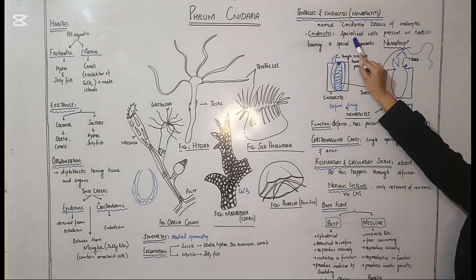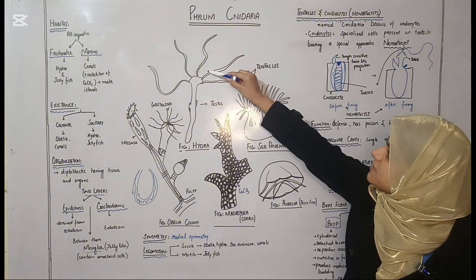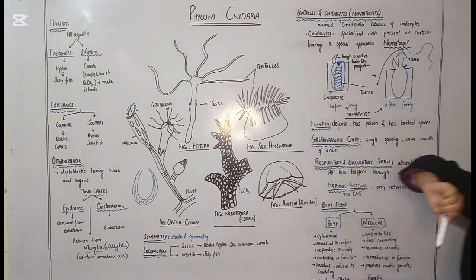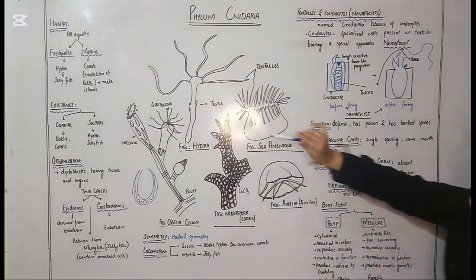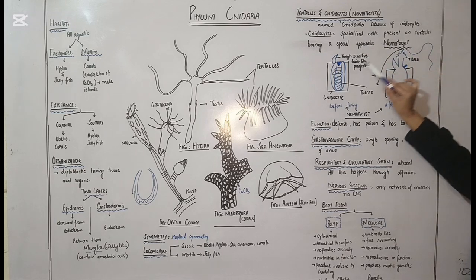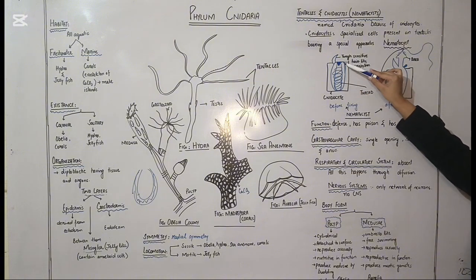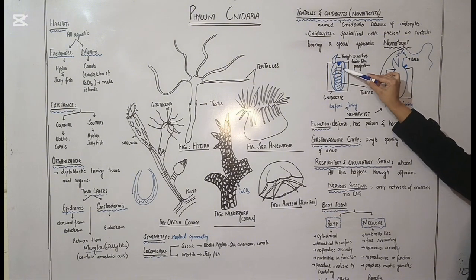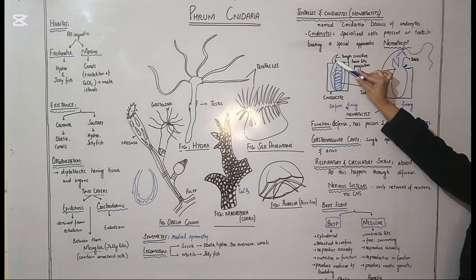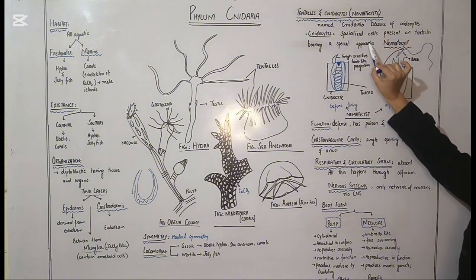What are cnidocytes? These are specialized cells present on the tentacles, and sometimes also on the body surface in some cases. And they have a special apparatus called the nematocyst. Now look at what it is. This is a cnidocyte and it has this nematocyst inside. Now what is this nematocyst? It is a complete apparatus with a cylinder-like structure, a thread rolled over it, and a tough, sensitive, hair-like projection. When something comes in contact with it, it activates and projects out.